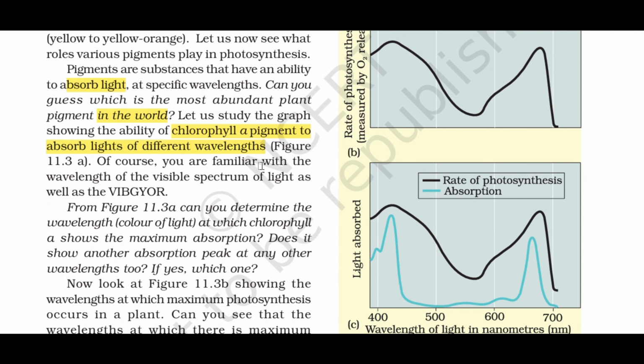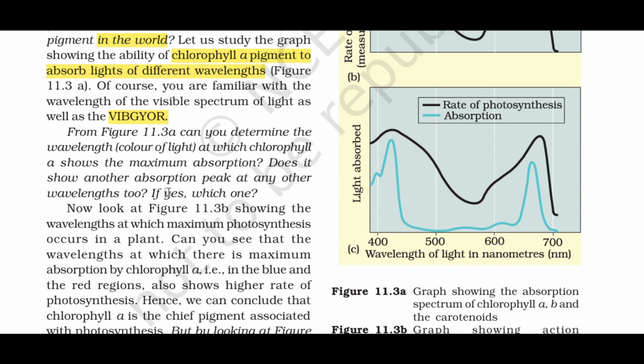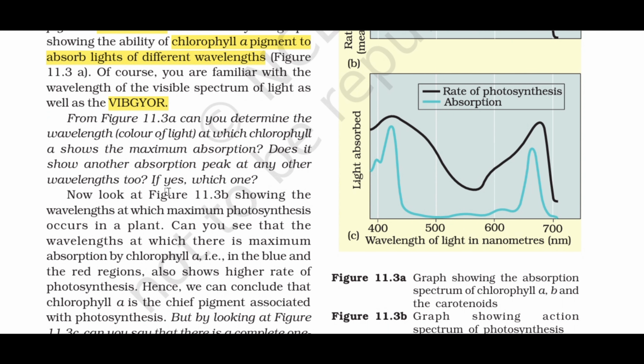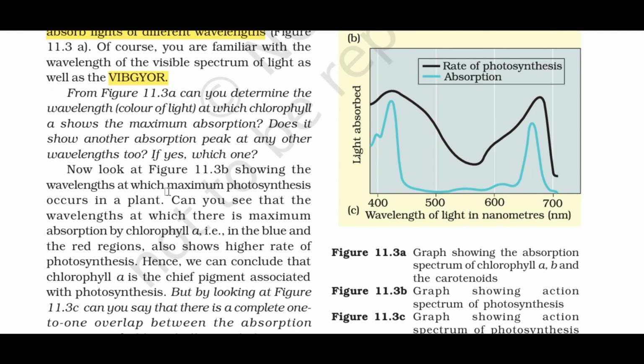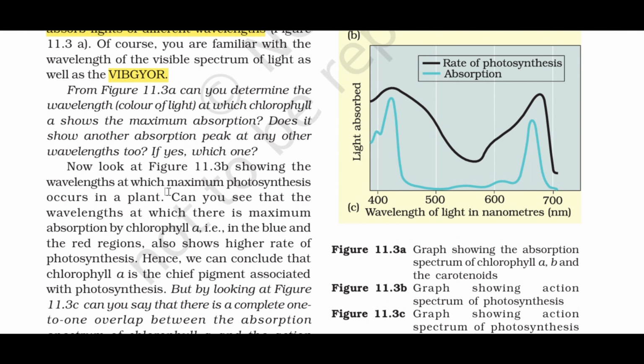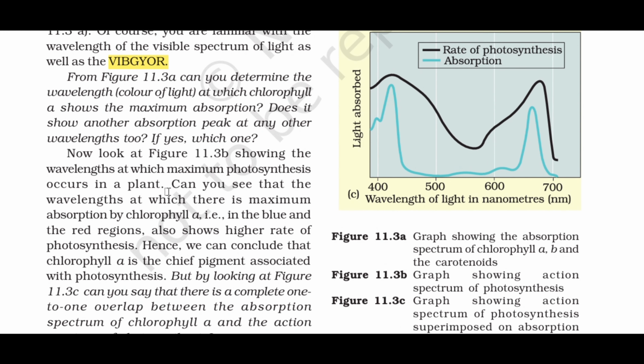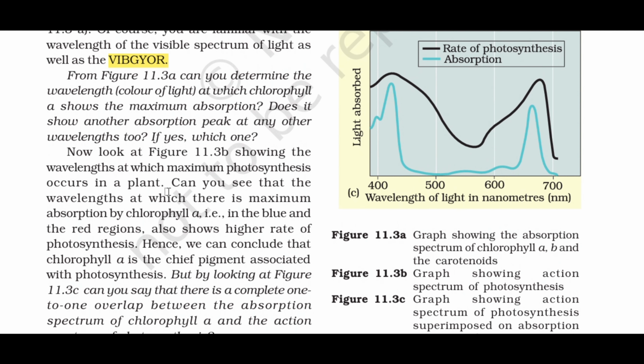Of course, you are familiar with the wavelength of the visible spectrum of light as well as the VIBGYOR. From figure 11.3a, can you determine the wavelength, color of light, at which chlorophyll shows the maximum absorption? Does it show another absorption peak at any other wavelengths too? If yes, which one? Now look at figure 11.3b showing the wavelengths at which maximum photosynthesis occurs in a plant.